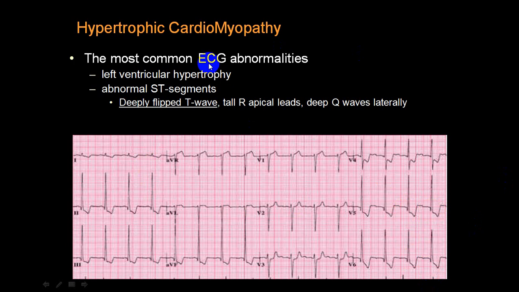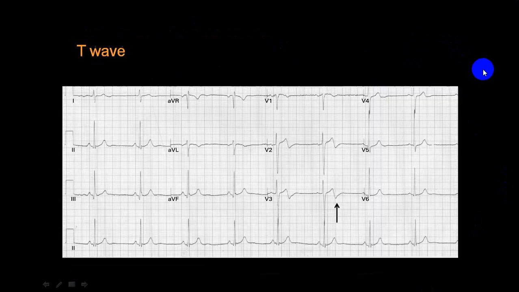In V5, V6 you see a small Q wave in the lateral leads, what we call lead 1 and V5, V6. So this will be in favor of a hypertrophic cardiomyopathy. Now you see here the T wave is biphasic. First part is upright, second part is negative. Upright, negative. Clearly you can see.